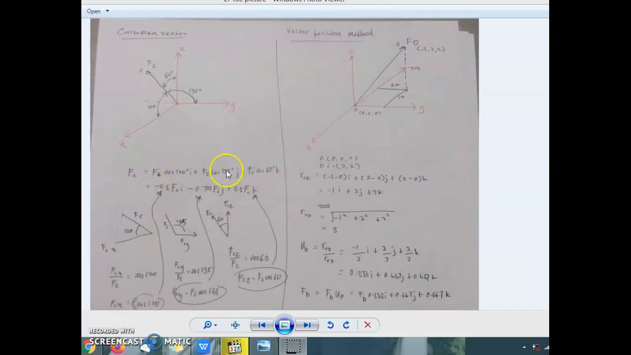So this is actually FC is equal to FCx plus FCy plus FCz. If you want to find FCx, this is the formula: FCx is equal to FC cosine 120. The other two use the same method as FCx. If you want to find FCy and FCz, you need to use cosine 135 and cosine 60 respectively. So that's for FC.